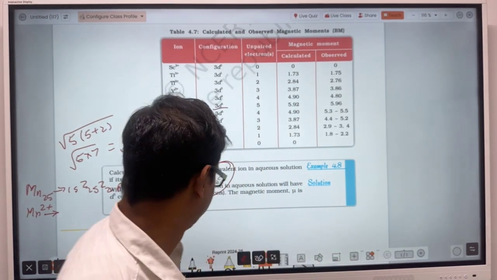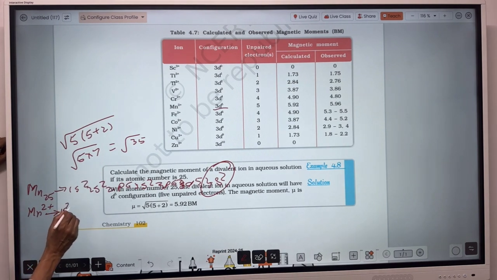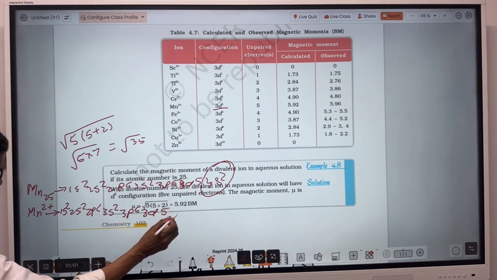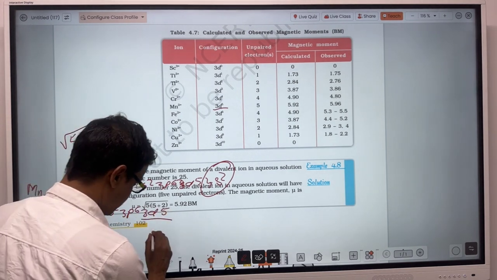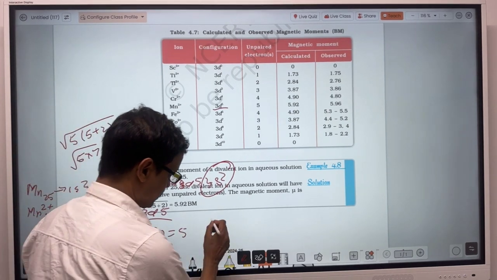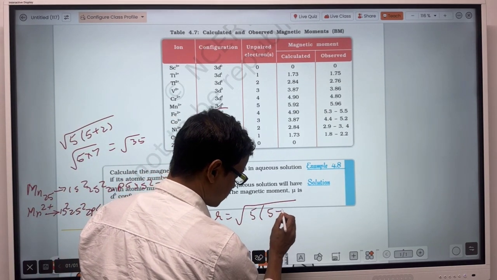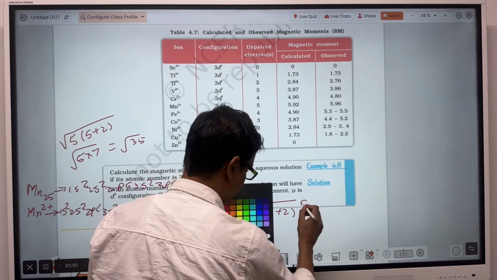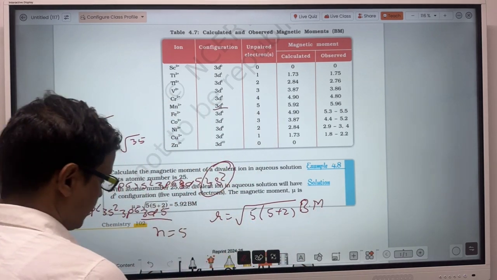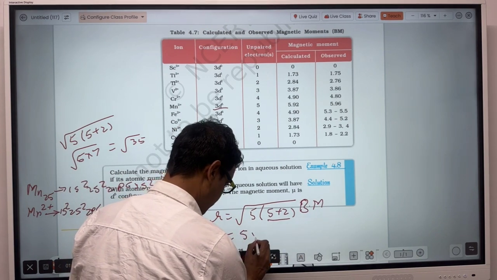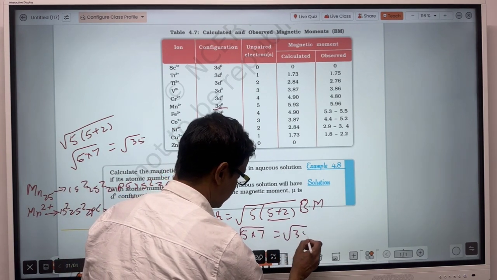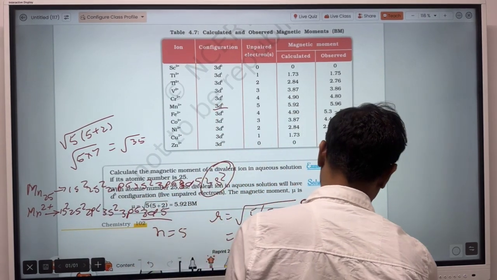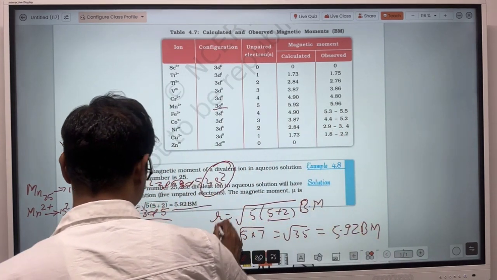I have informed you many times. So the electronic configuration for Mn2 plus will be 3d5. Now the number of unpaired electrons is 5, so n is 5. The dipole moment will be root under 5 into 5 plus 2 Bohr magneton, that is root under 35. Root under 36 is 6, so something less than 6, about 5.92 Bohr magneton. That is the answer.